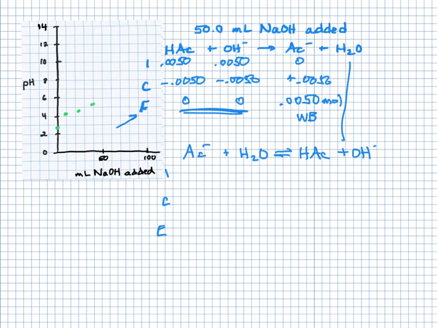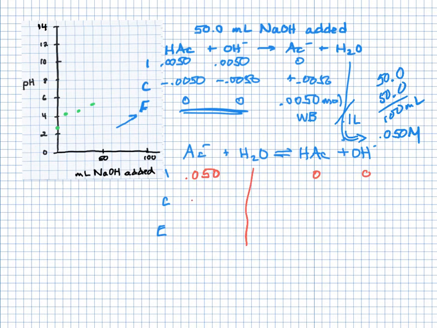So we're going to do an ICE box. But what's the initial concentration? I've got moles, but I also need the total volume. So the total volume at this point is the 50 that I started with and the 50 that I added, so 100 milliliters. So 0.050 divided by 0.1 liter is going to give me 0.050 molar.